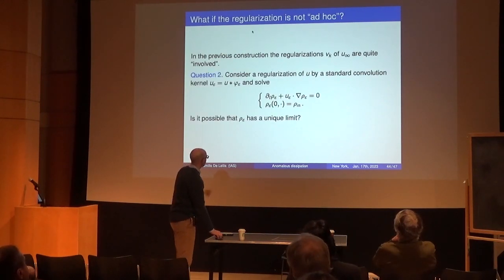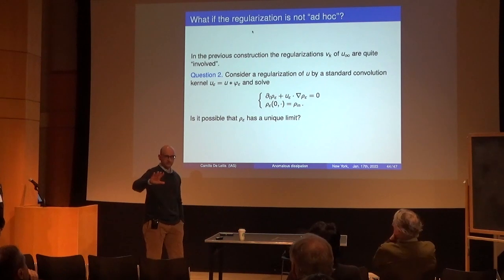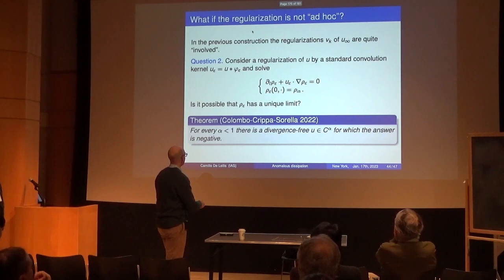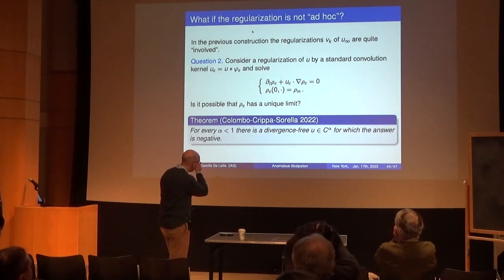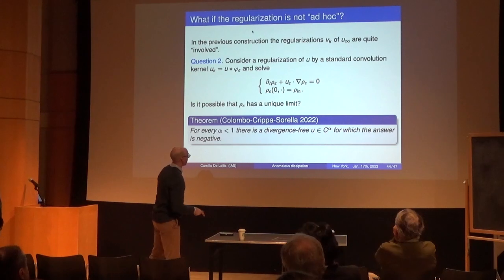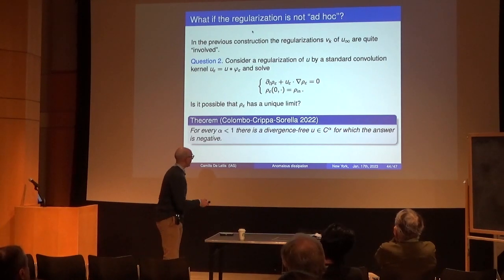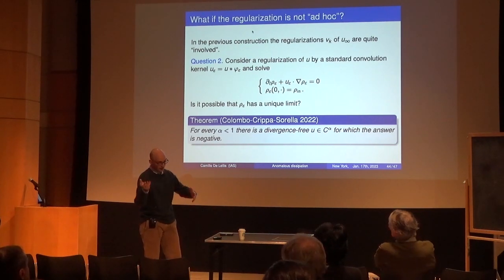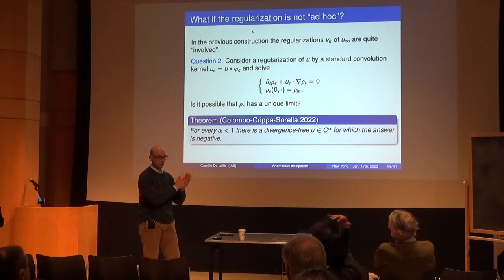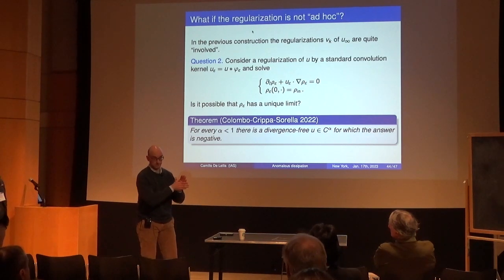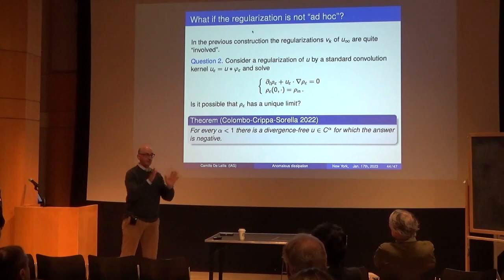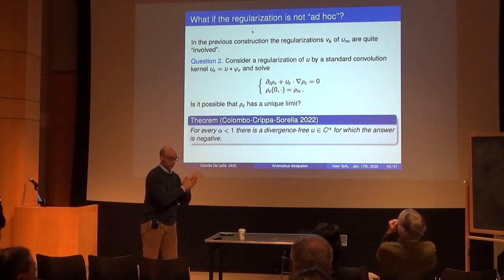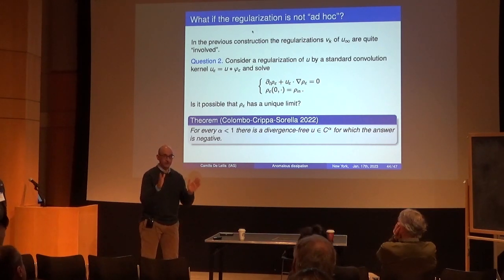When I went back to the ill-posedness of the transport equation, right? I told you this: there is a construction which can be done with C alpha vector fields. This was done very recently. It's these three authors: Colombo, Crippa, and Sorella, last year. For every C alpha, you can get an example of a C alpha vector field, which is divergence free, for which the transport equation is ill-posed. Now, it's ill-posed in a very dramatic way.